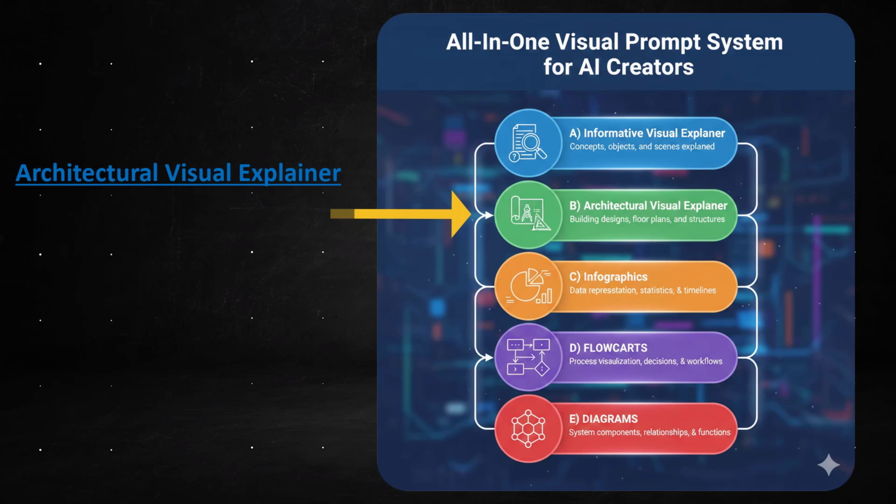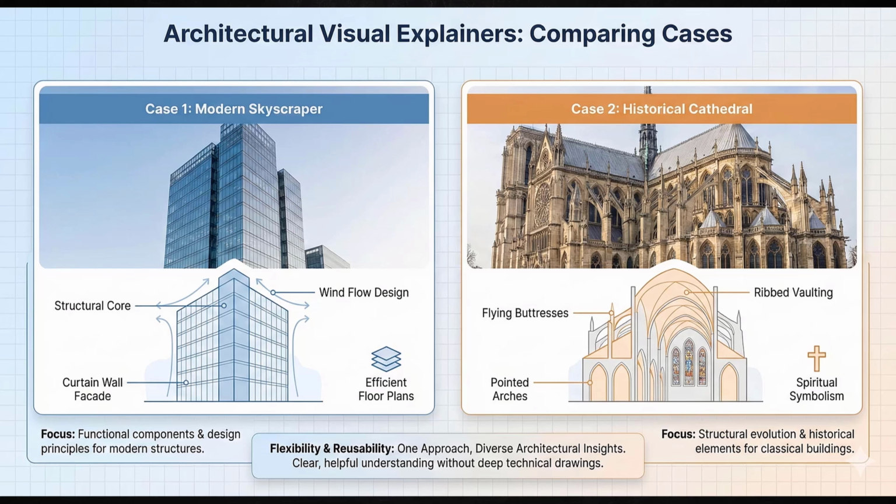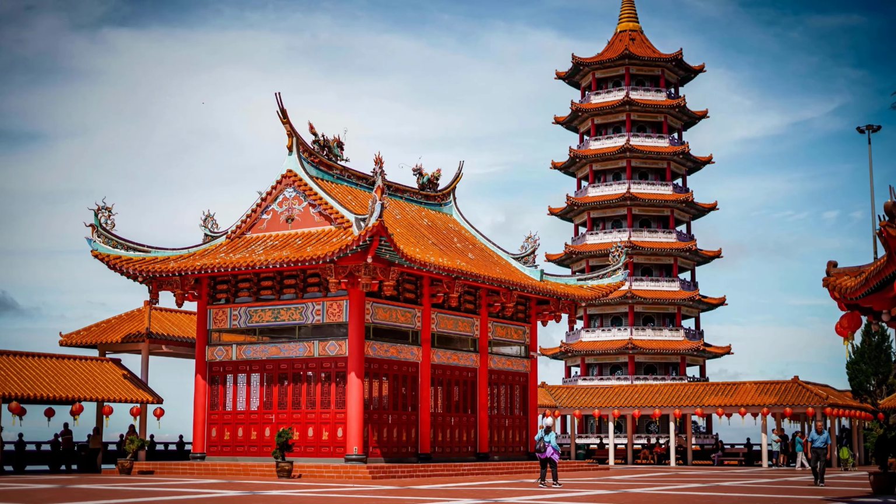My goal here is to compare different cases and help you see how flexible and reusable this approach really is. This time, imagine we have a photo of any building and we want to understand it from an architectural point of view. Just clear, helpful architectural insights that make the structure easier to understand. So let's start with a simple scenario. We have a photo of a building located in a Chinese neighborhood. We don't know its name, its history, or who designed it.